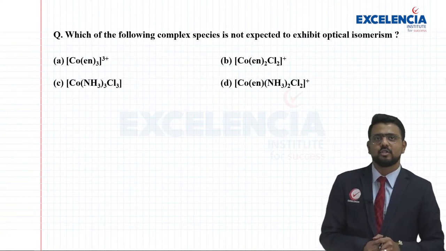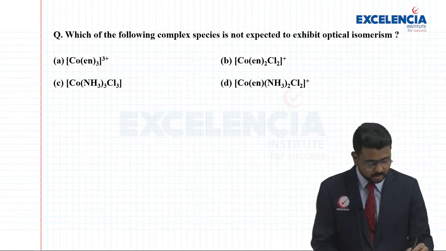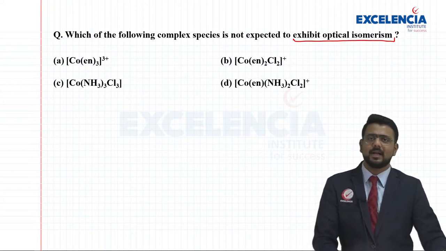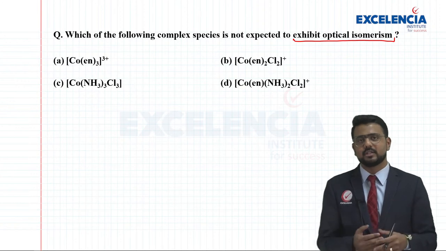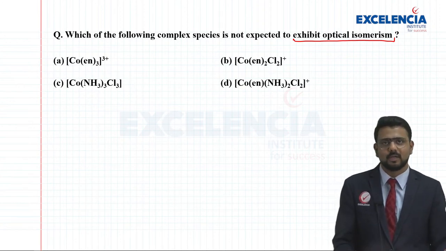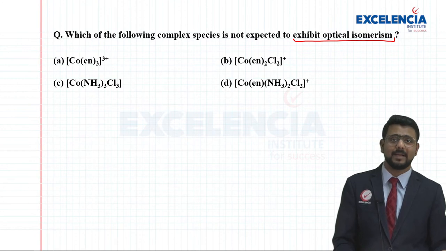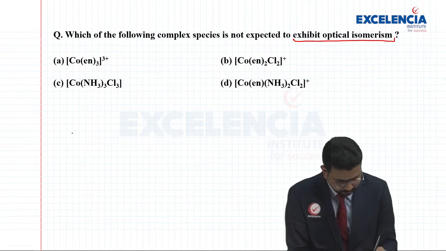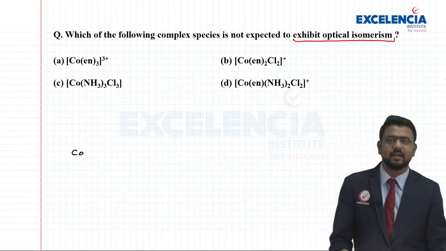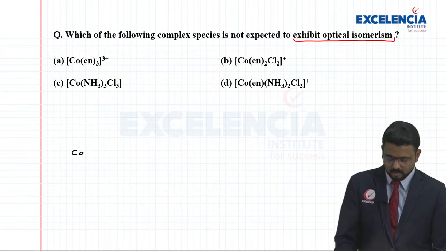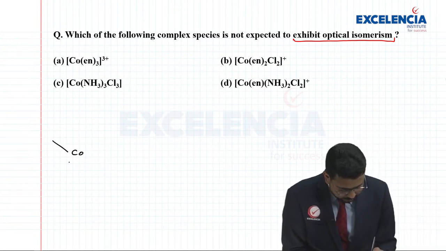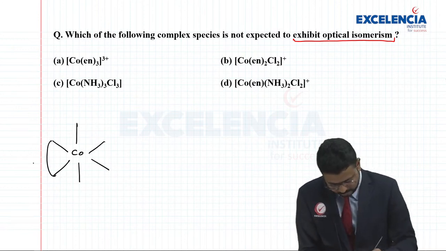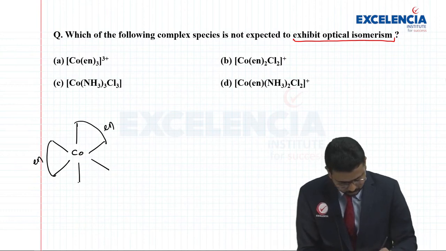Which of the following complex species is not expected to exhibit optical isomerism? Now, when we talk about optical isomerism, the mirror images should be non-superimposable mirror images of each other, and they should not have a plane of symmetry, right? Now, considering the first option, Co(en)3, where en is ethylene diamine. So there are three molecules of ethylene diamine. If I consider this as an octahedral complex here, this could be en, this could be en, and of course this could also be en.